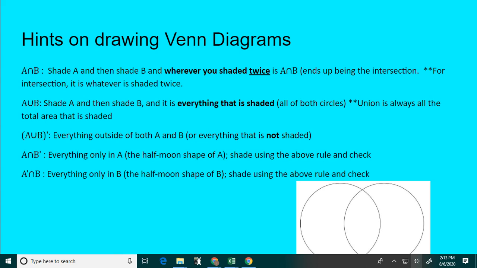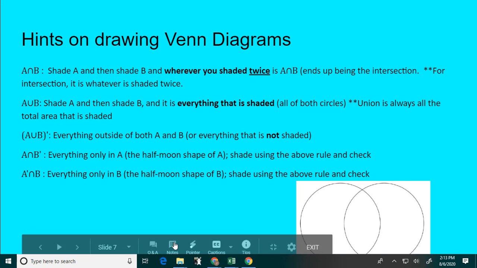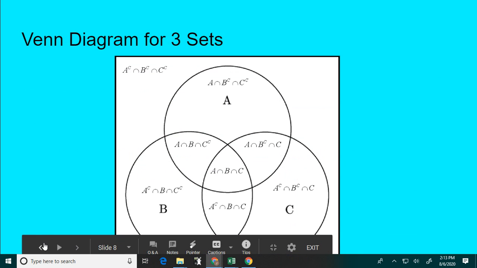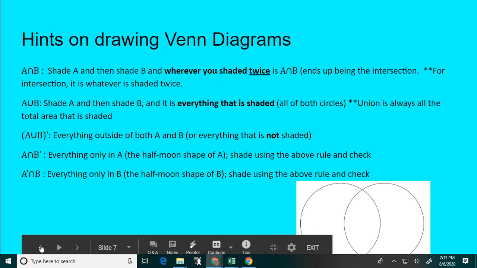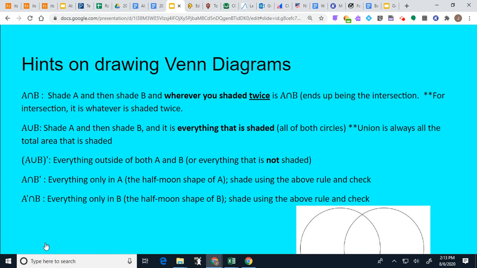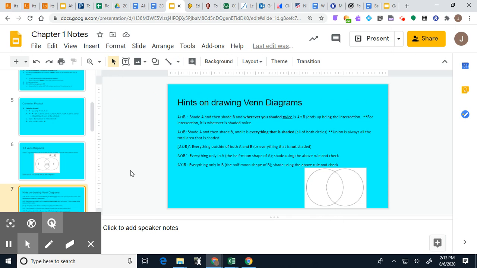Okay, and that is it for section 1.1. Not a lot to it. Next, in section 1.2, we start to get into Venn diagrams, which you've probably seen before. But that's it for 1.1. Let me know what questions you have.